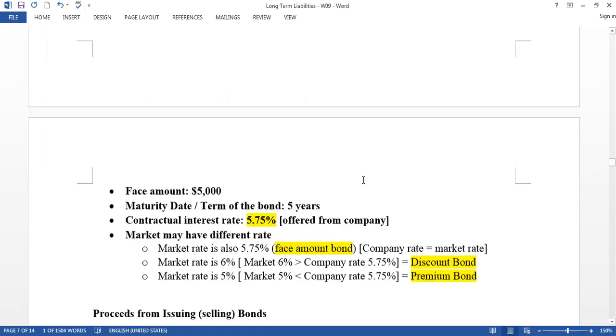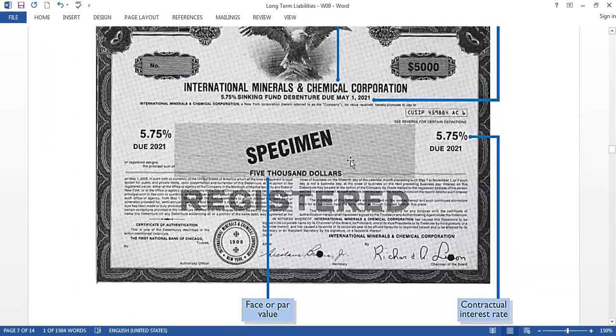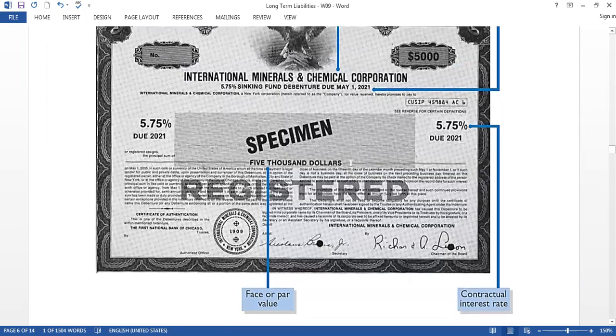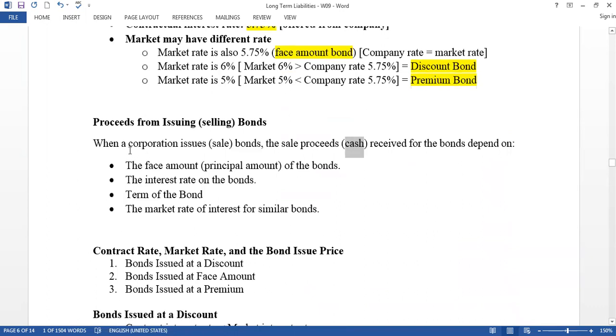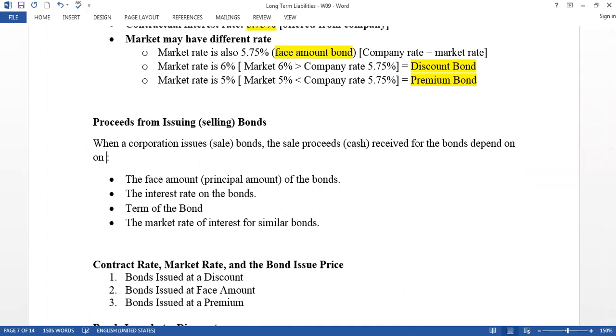Because you go to the market with this certificate, right? And you are going to receive something from the market. When a corporation sells a bond, the sales price, that means the cash received for the bond, depends on several factors.